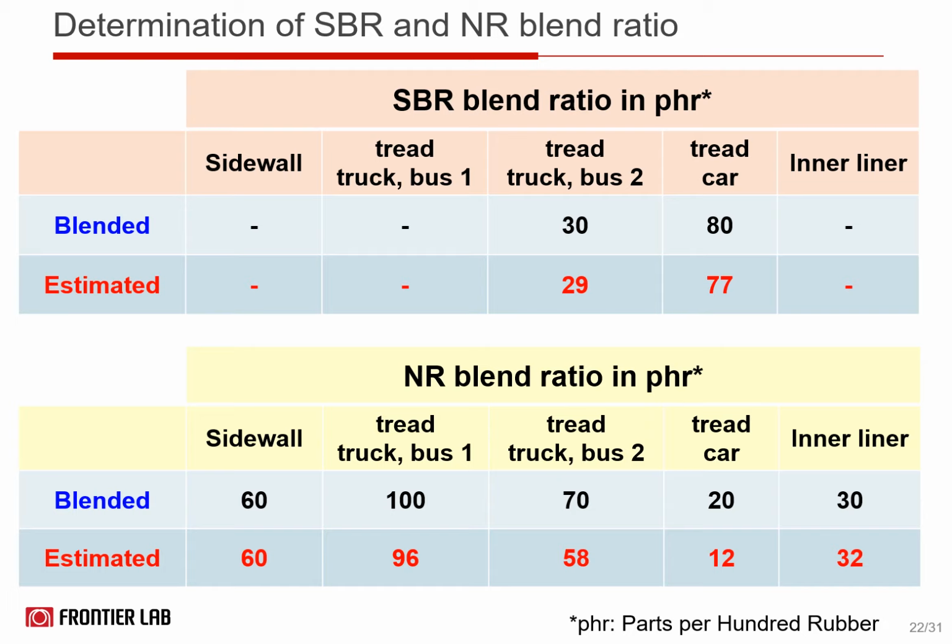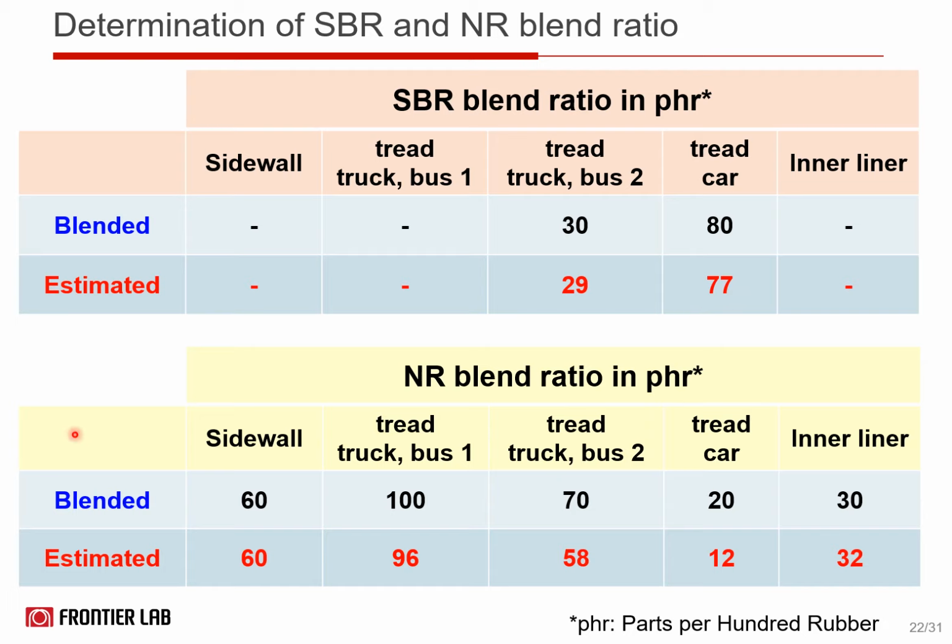Next, the blend ratio of SBR to NR was determined for each tile lava sample. No SBR was used in sidewall, thread track bus 1, and inner liner. Among the lavas used in the thread track bus 2, the SBR blended value was 30, while the estimated value was 29. In the case of the thread curve, the SBR blended value was 80, while the estimated value was 77.